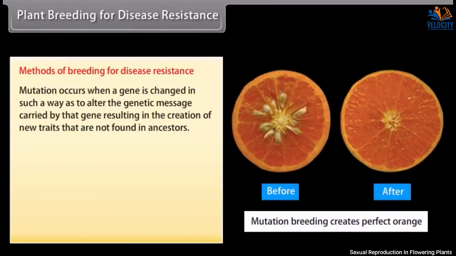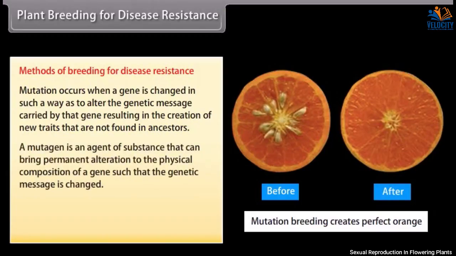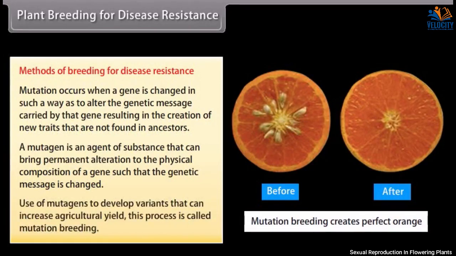Mutation occurs when a gene is changed in such a way as to alter the genetic message carried by that gene, resulting in the creation of a new trait that is not found in the ancestors. A mutagen is an agent or substance that can bring permanent alteration to the physical composition of a gene such that the genetic message is changed. Use of mutagens to develop variants that can increase agricultural yield. This process is called mutation breeding.